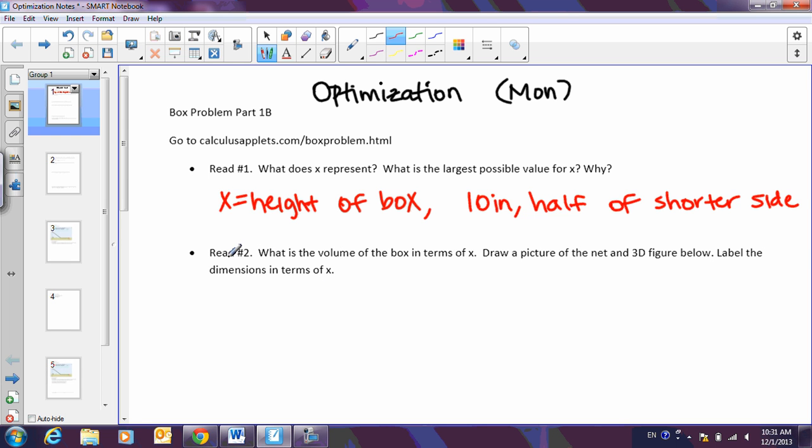All right, this says read number 2. What is the volume of the box in terms of X? Draw a picture of the net and 3D figure below. Label the dimensions in terms of X.